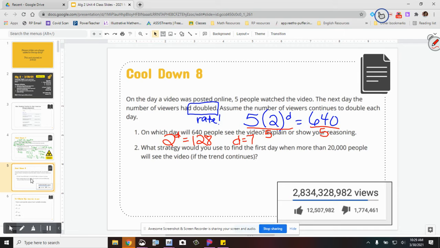Now, if this trend keeps on going and we wanted to find out how many days, starting with 5 subscribers, doubling every day to get to 20,000 viewers, we could do some of that same work that we were starting with, dividing both sides by 5. But taking 2 to some exponent to get to 4,000 might take some serious guessing and checking.